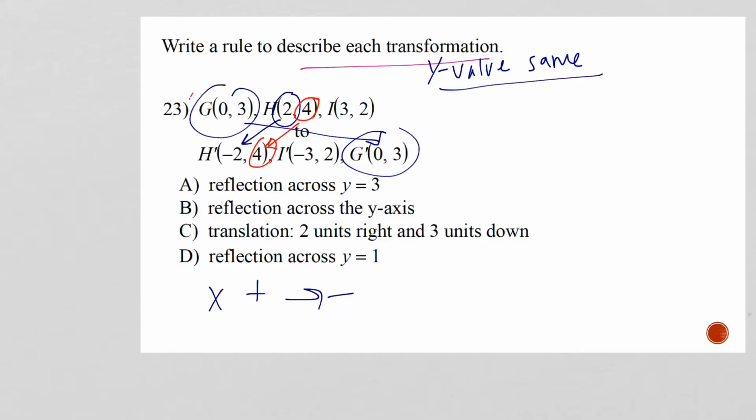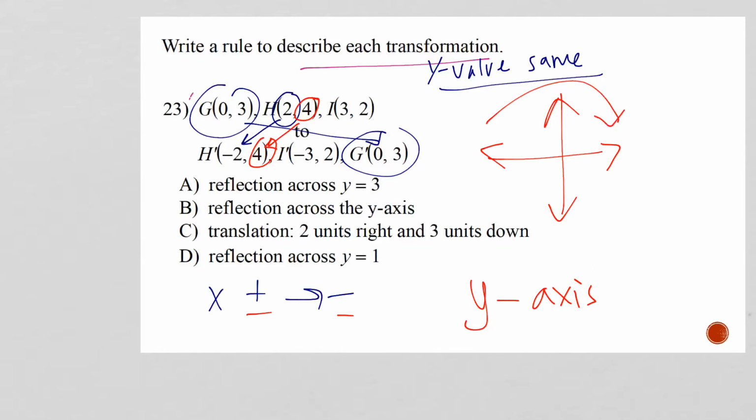If the y values don't change and the x values only change from positive to negative, then this is a reflection across the y-axis because your y value did not change. So the coordinates for the x change, but the y value stays the same. If I verify that the y value for point I and I prime are the same, then this is a reflection across the y-axis.